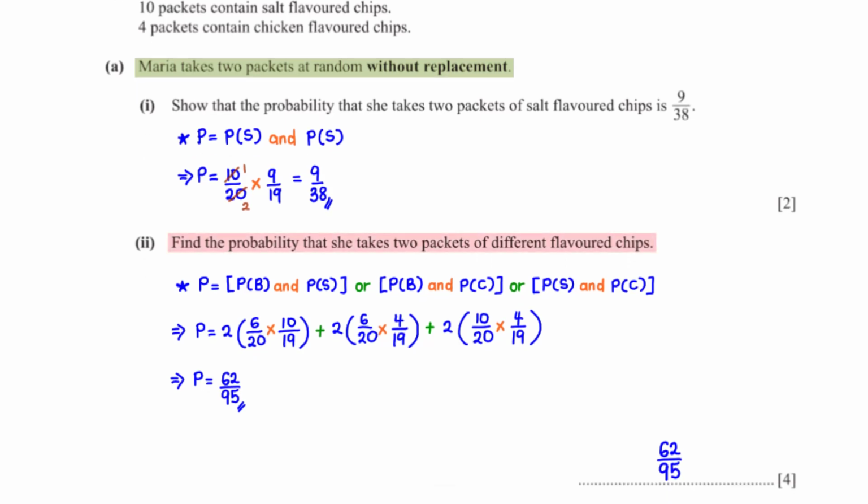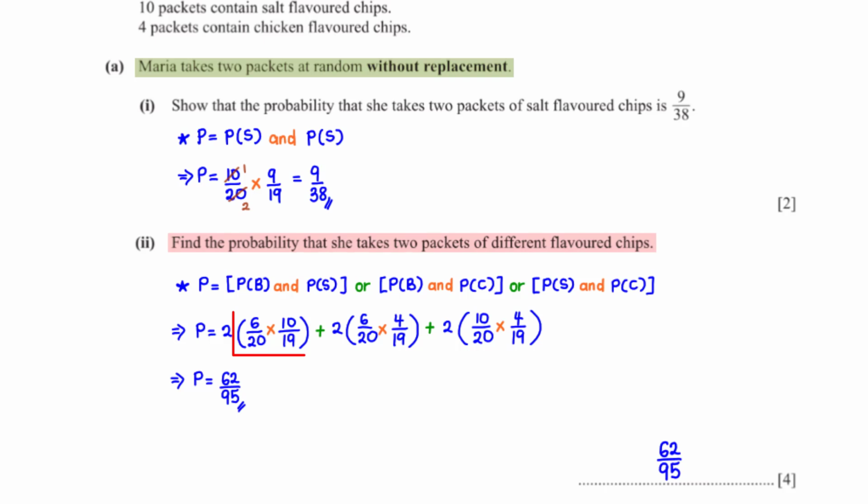Find the probability that she takes 2 packets of different flavored chips. There are 3 possible scenarios in this case. The probability that she picks a packet of barbecue flavored chips and a packet of salt flavored chips, or the probability that she picks a packet of barbecue flavored chips and a packet of chicken flavored chips, or the probability that she picks a packet of salt flavored chips and a packet of chicken flavored chips.